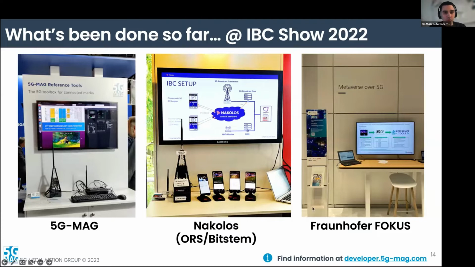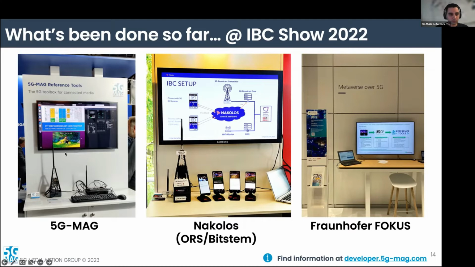These are some demos that we showed during IBC 2022. On the left, you can see the 5G-MAG booth that was maintained by Jordi. You see this little antenna here with a BladeRF connected. That's our 5G broadcast transmitter. This small device here is our receiver with the 5G-MAG reference tools running on it, with the modem and the middleware. And Jordi demonstrated the seamless switching approach that I just explained, and we will also see this in the demo video. More or less transmitting a 5G broadcast, and once this transmission fails or is out of reception area, switching back to unicast.